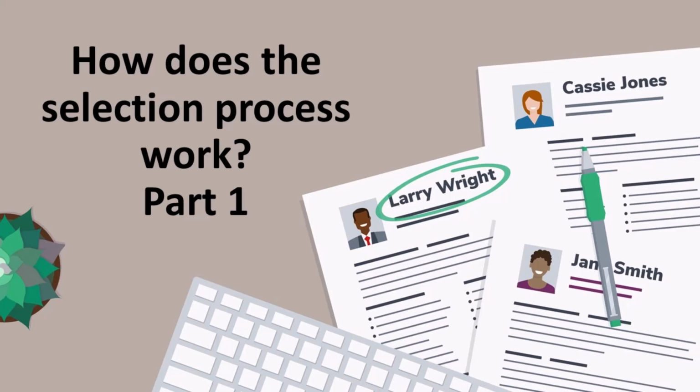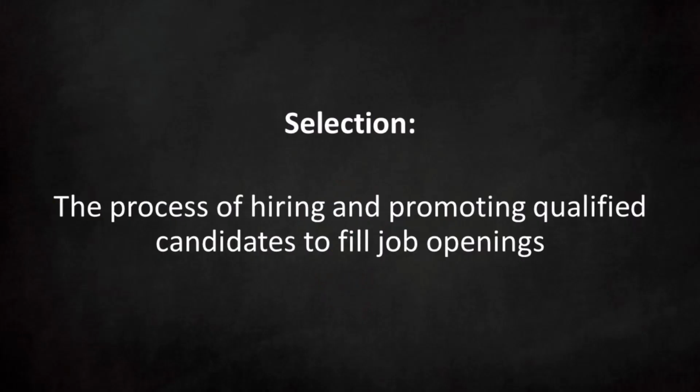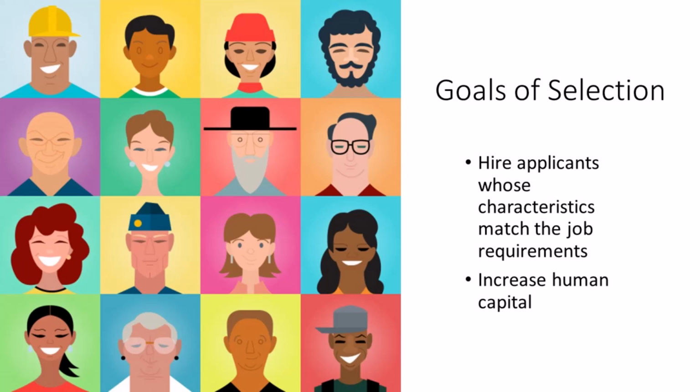How does the selection process work? Part 1. One of the most important goals of the selection process is to hire the right people. We do this by assessing applicants' qualifications and comparing them to the job requirements. We assume better matches mean more potential.